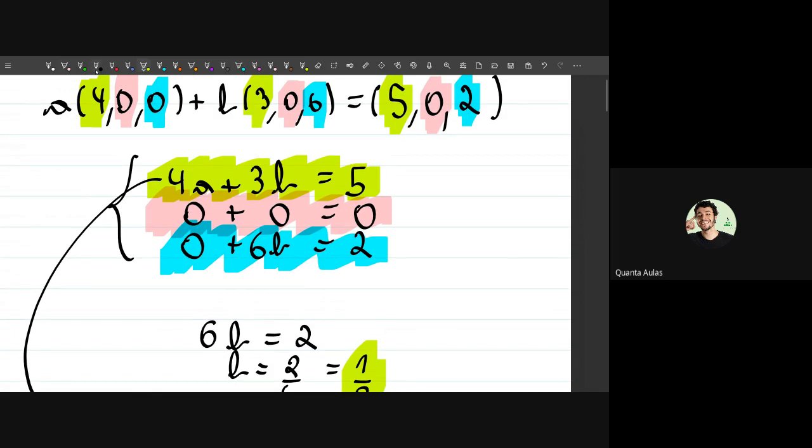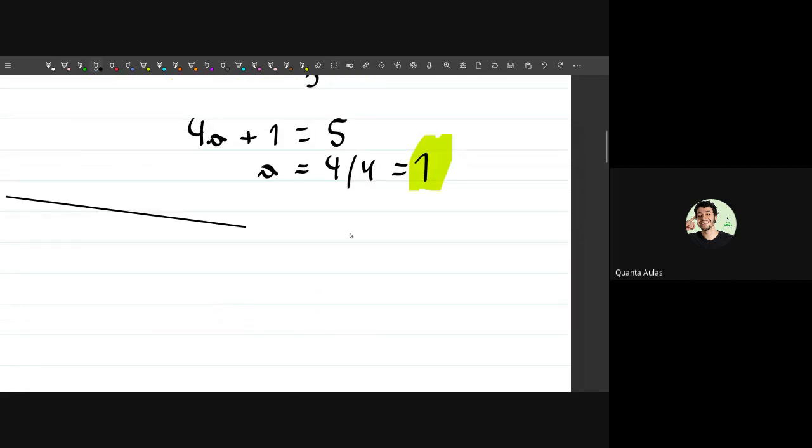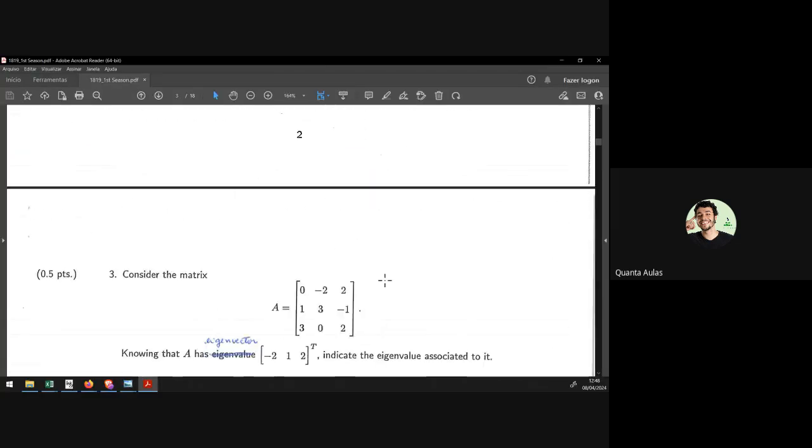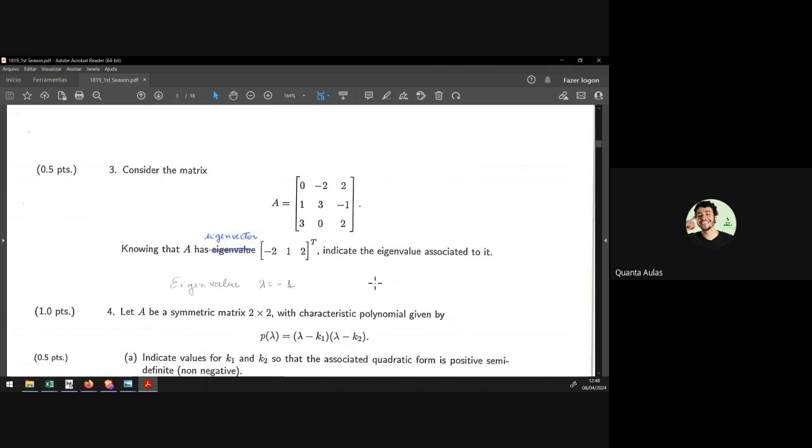Let's remember. This is our question. So we transform our question into a system of equations, right? So using these two equations, we get the values. When we have two variables, we need two equations. When we have three variables, we need three equations, and so on. Okay? Let's go to the other one.